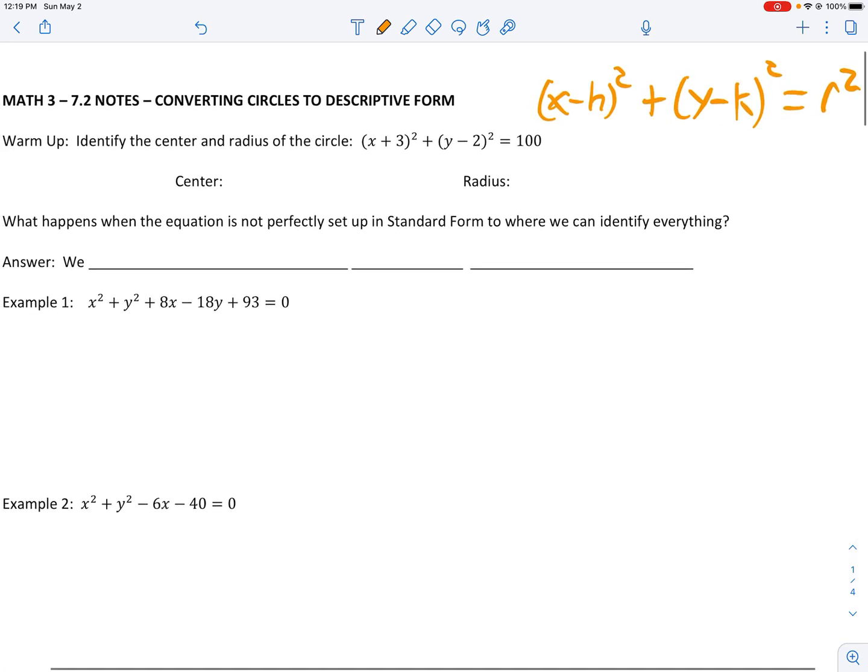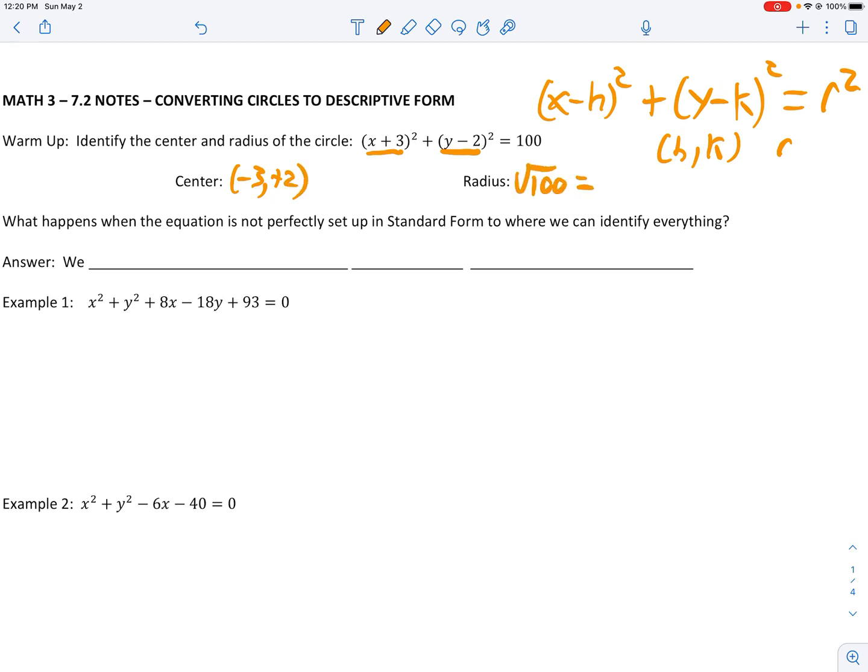So the center, remember, is going to be opposite of the plus 3, because remember, the center is (h, k). And your radius is going to be r. So this would be negative 3, comma, opposite of minus 2 would be positive 2. And then your radius would be the square root of 100, which is 10.